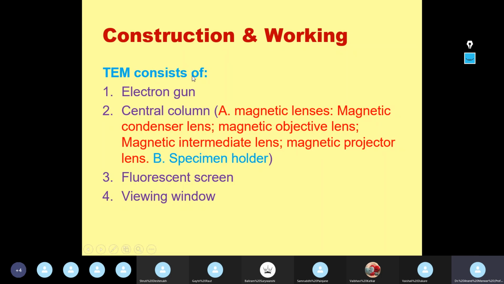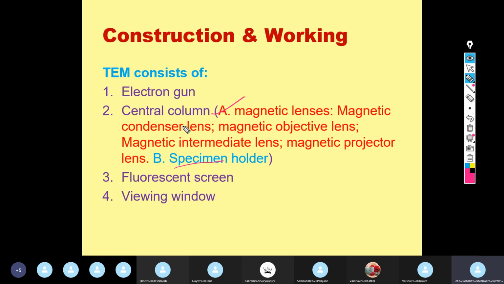As I stated, a transmission electron microscope consists of an electron gun and a central column. The central column has two major parts: one is the magnetic lenses and another is the specimen holder. These are the two major parts of the central column, which is under vacuum. This is to be remembered always, that the central column of an electron microscope is always under vacuum.